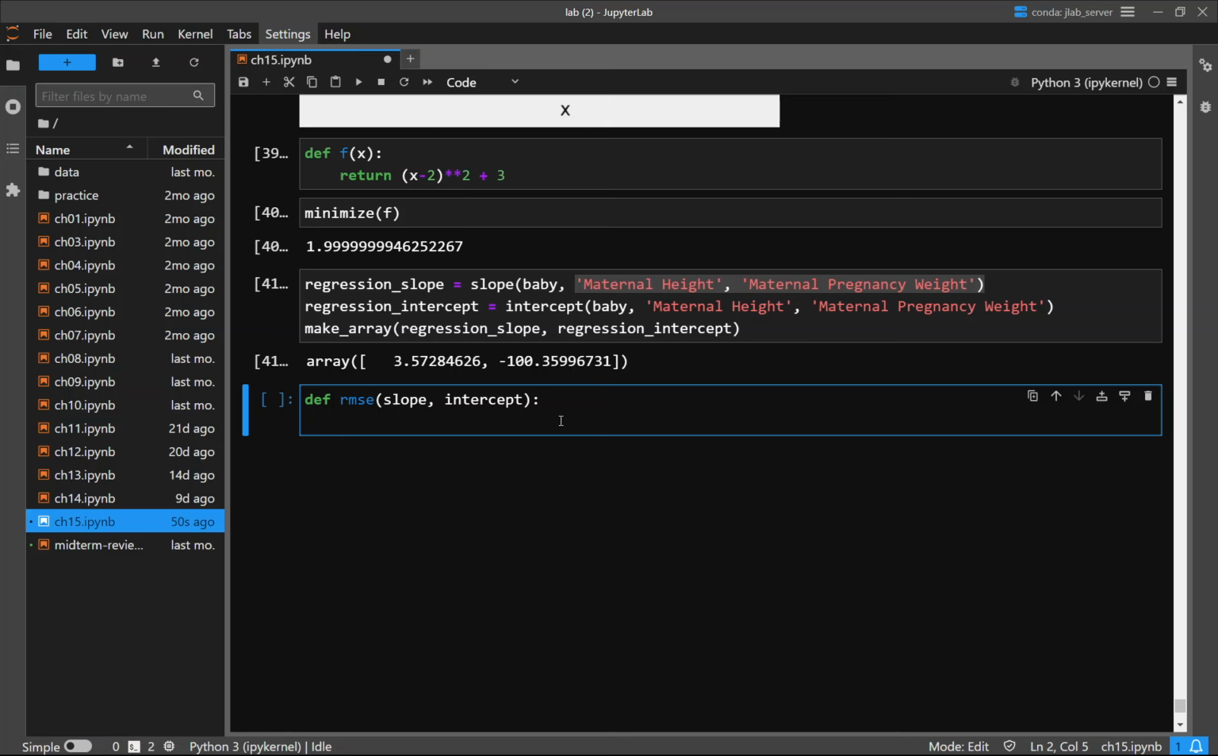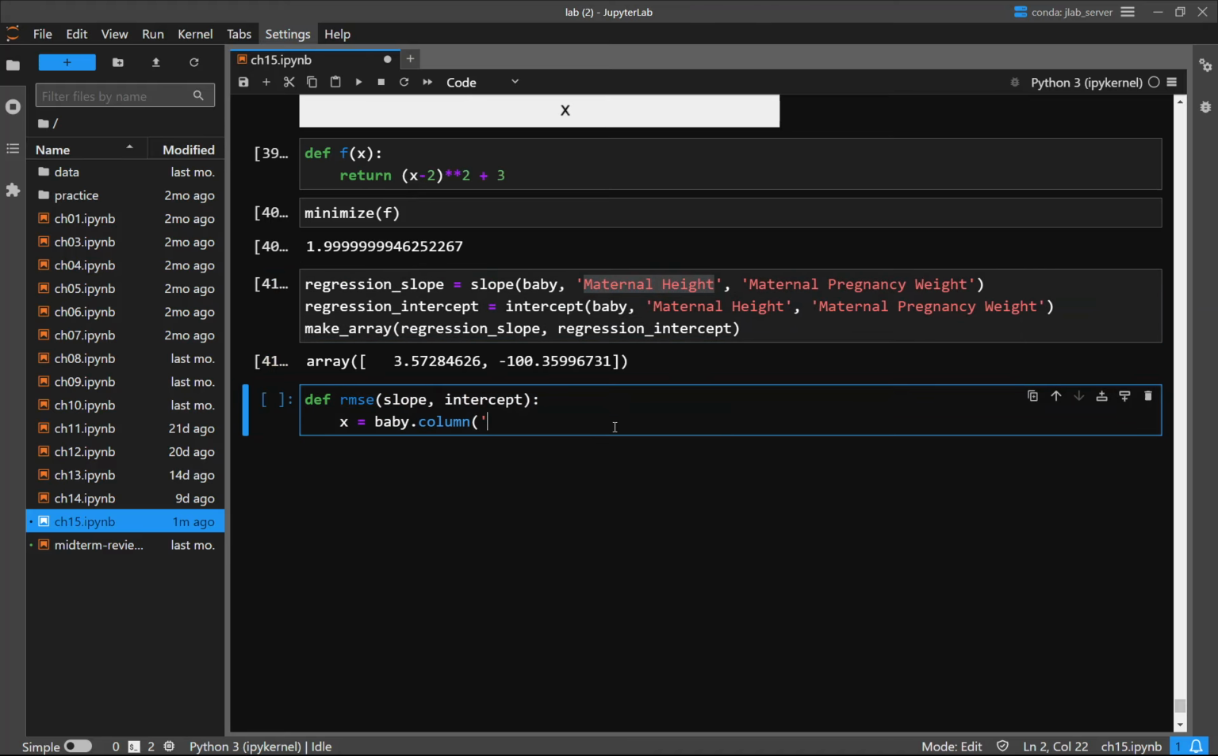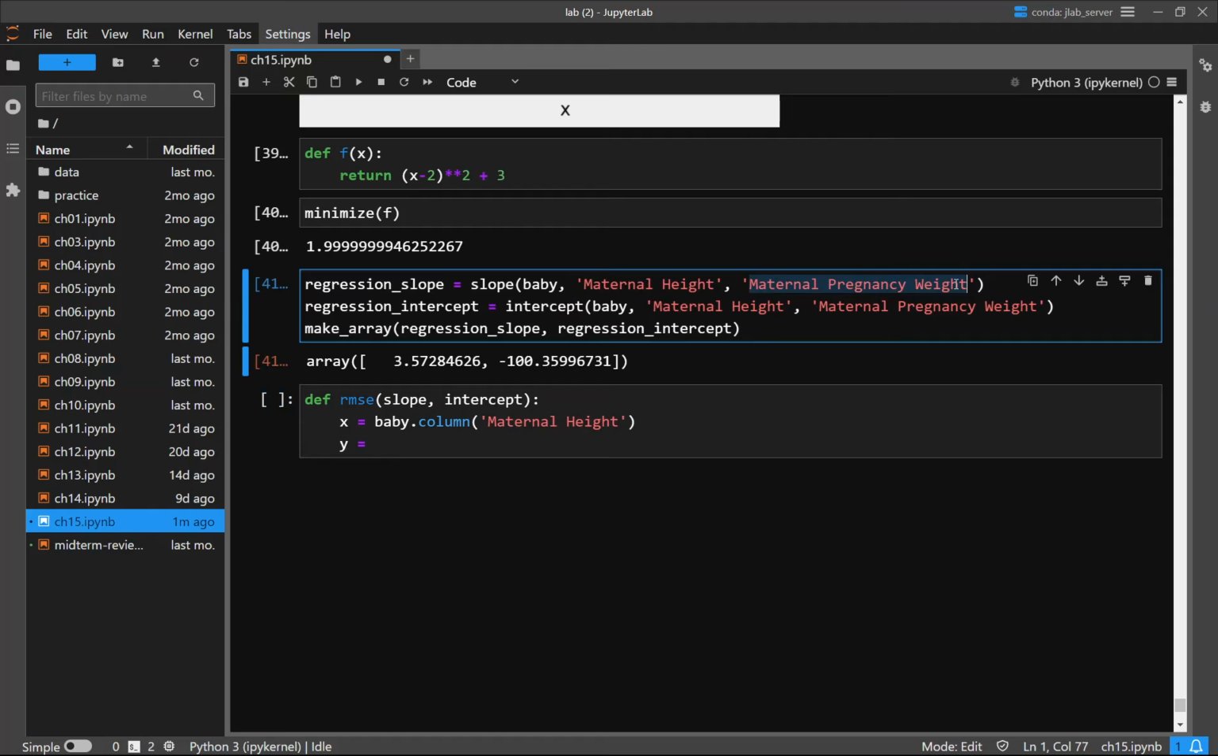So, okay. We've got our x values. Our x values are the baby table with the column called maternal height. We're using those to predict maternal pregnancy weight. So there's the x's, and here's the y's. That's the same thing, but this column.